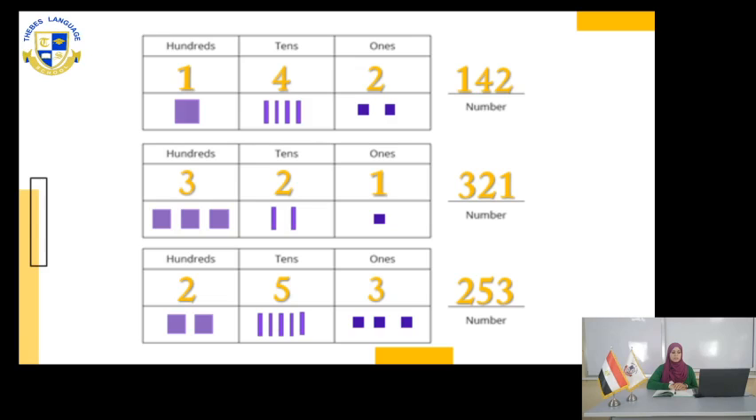The next one is, how many cubes do you see in the hundreds? 1, 2, 3. So you have 3 hundreds. How many tens? Count 1 and 2. You have 2 tens. And how many cubes in the ones? Just 1. So this number is 321. How many cubes can you see in the hundreds? 2. How many tens can you see? 1, 2, 3, 4, and 5. 5 tens. How many cubes in the ones? 3. So your number is 253.